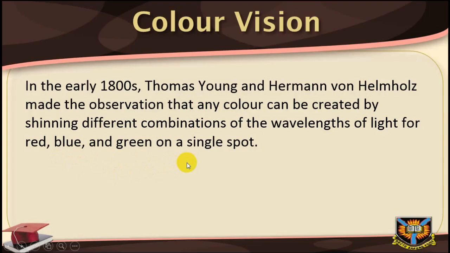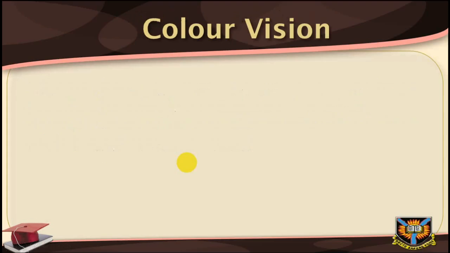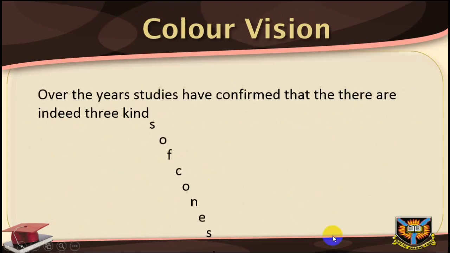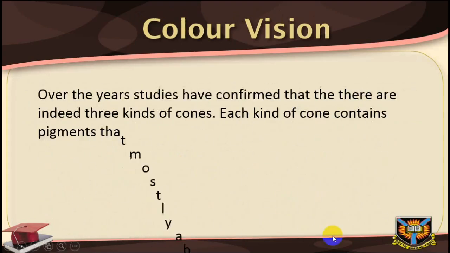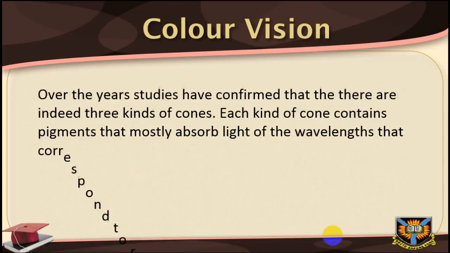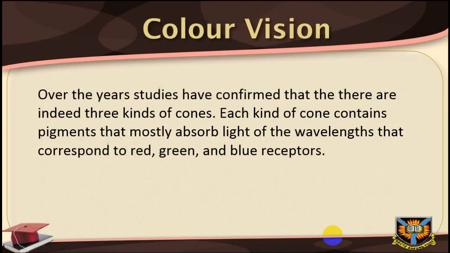For example, the combination of red and green light produces yellow. Based on this observation, Young and Helmholtz guessed that there are 3 kinds of cones in the retina that respond mostly to light in either the red, green, or blue range of wavelengths. Their theory is referred to as the trichromatic theory of color vision.